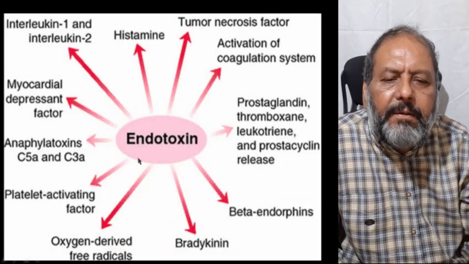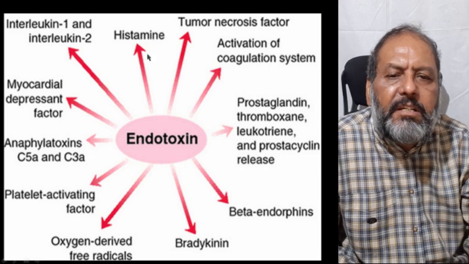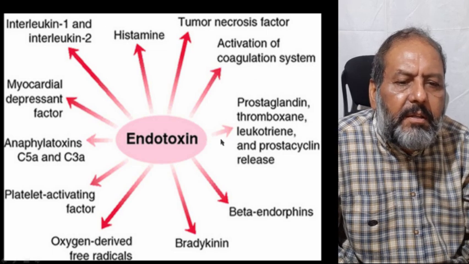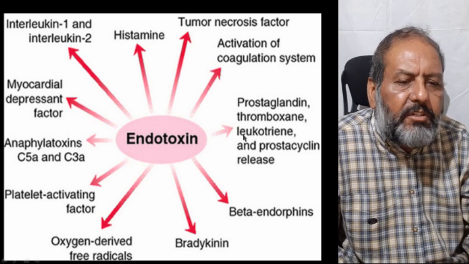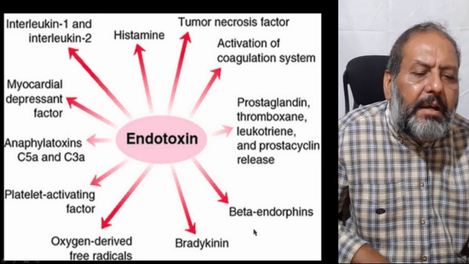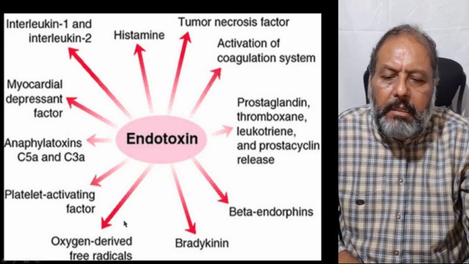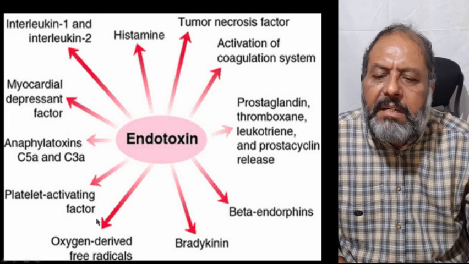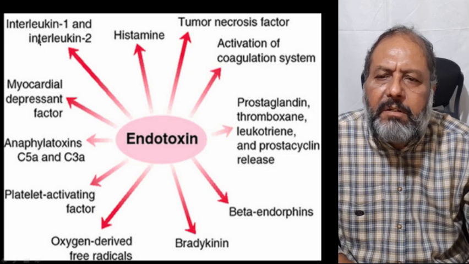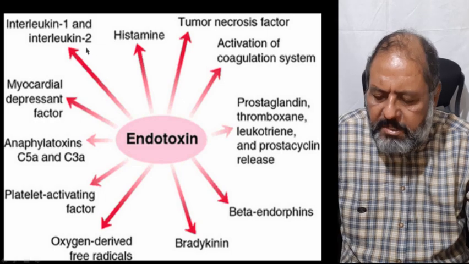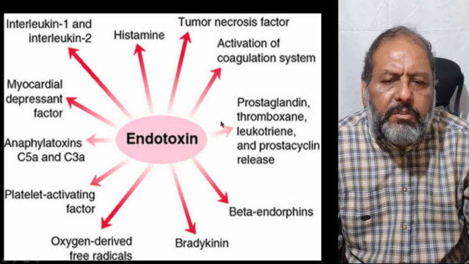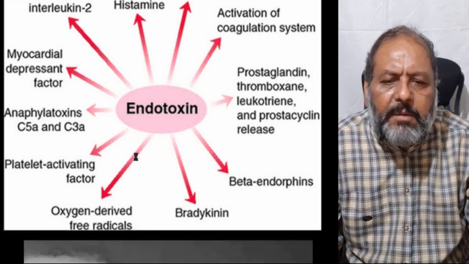Here one can see the endotoxin responsible for releasing histamine and tumor necrosis factor, activation of the coagulation system, and release of prostaglandin, thromboxane, leukotrienes, prostacyclin, beta endorphins, bradykinin, free radicals, platelet activating factor, C5a, C3a, myocardial depression factor, leukotriene A and interleukin 2. These are all due to the effect of the endotoxin on the different cells and parts of the body.